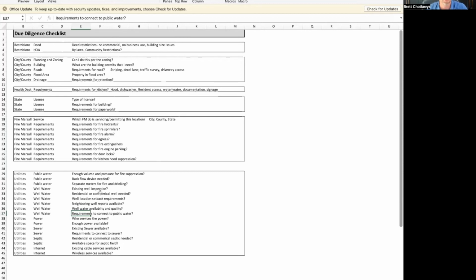So who services your power, right? Is it the city? Is it the power department? Who's servicing your power, and can you get enough power? So again, if you have to have a huge pump for, say, private fire hydrants and things like that, and it's three-phase, you may have to check and make sure you get enough power there. But if it's more basic stuff, you just have a big house and nothing really new going on, you're probably fine.